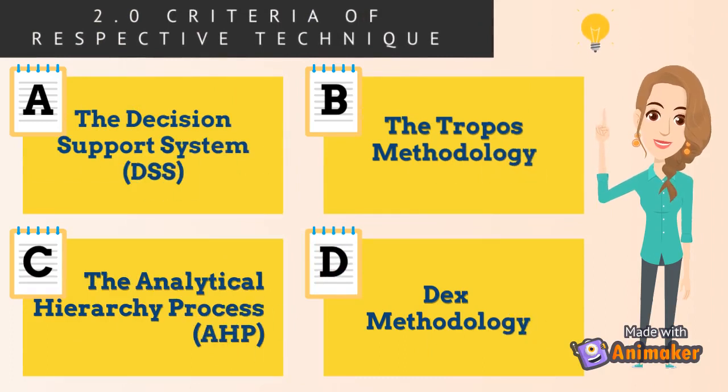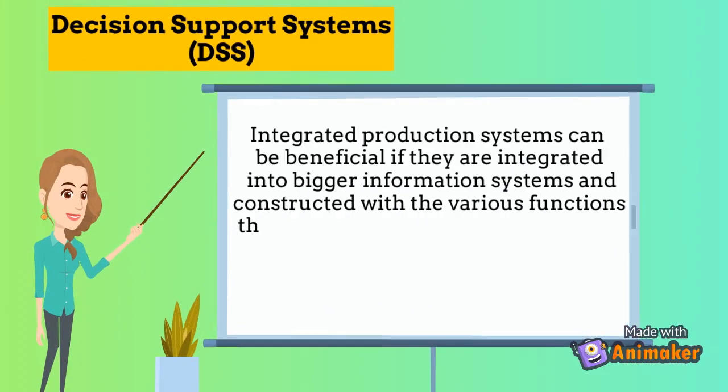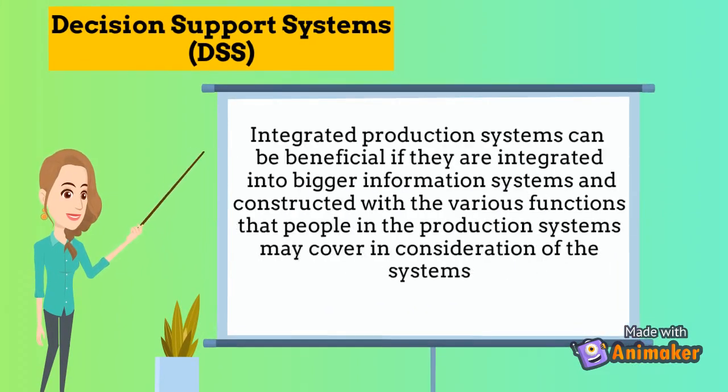Then, the criteria of respective technique. First is the decision support system, then the Tropos methodology, the analytical hierarchy process, and the last is DEX methodology. First is the decision support system. Integrated production systems can be beneficial if they are integrated into a bigger information system and constructed with the various functions that people in the production system may cover in consideration of the system.